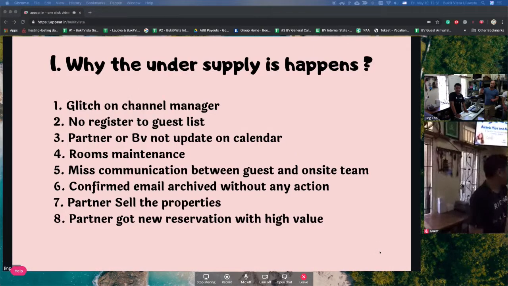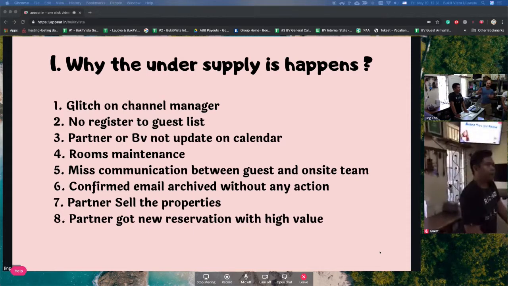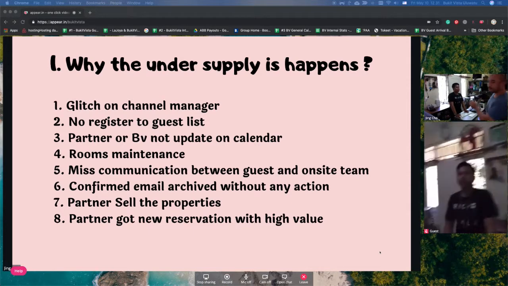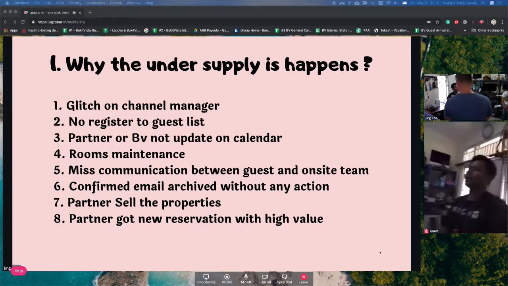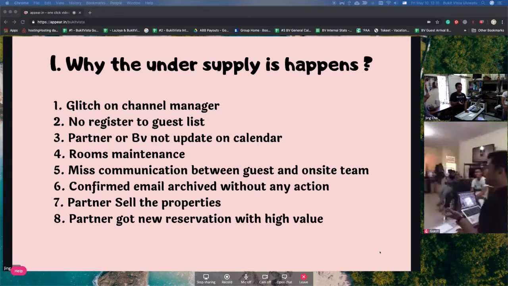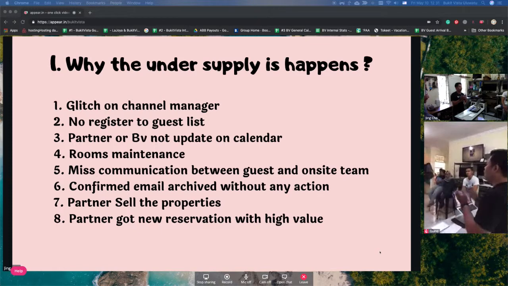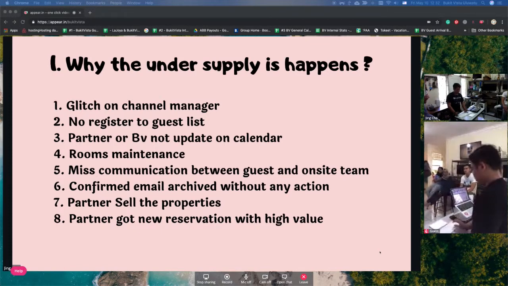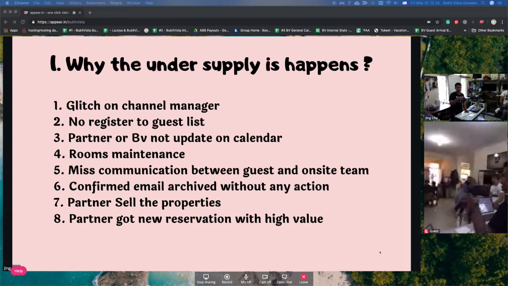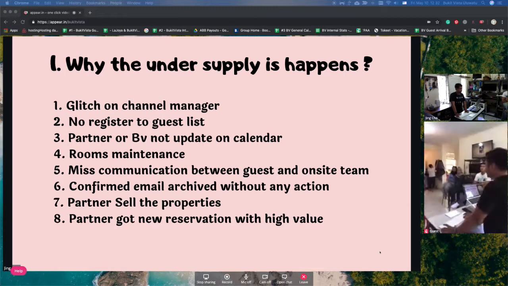So the first thing is why the undersupply happens. You have to know why undersupply happens in your area. After you know, you will know how to fix it, because you have to know the source first. This is based on my experience. The first one is a glitch on the channel manager.